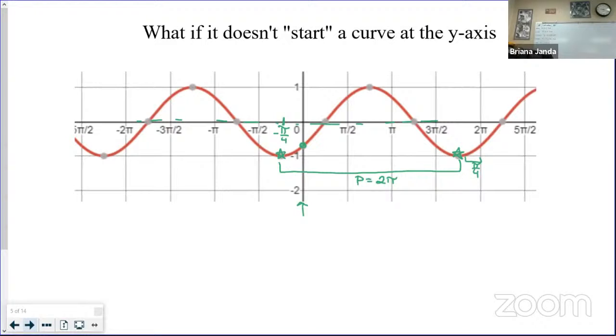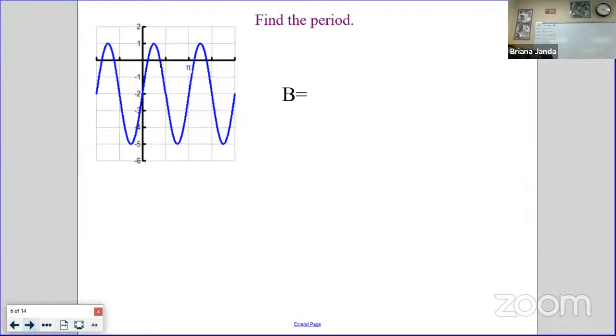Okay. Again, it's always easiest if something's starting at the y-axis to utilize that to count, but you don't have to. Okay, so finding the period of the graph we were already working with. Going back to the one we were trying to write the equation of. We already know A and B, which will apply to both cosine and sine. The period will also apply to both cosine and sine.